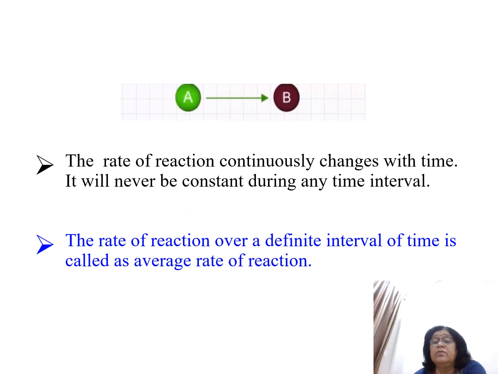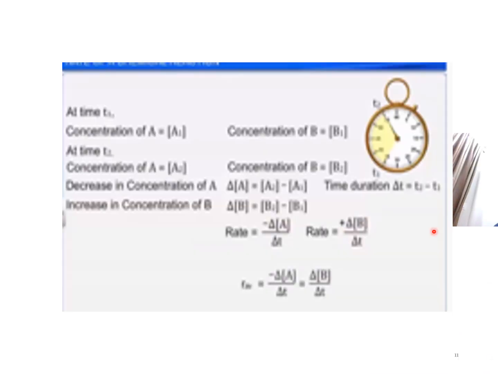Okay. Now, how do you measure the average rate of reaction? Let's say at time t1, the concentration of reactant A is A1, and at time t2, the concentration of reactant A is A2. So A is changing from A1 to A2. That means there is a decrease in concentration, and A2 has a lesser value and A1 has a greater value. So delta A will be negative.